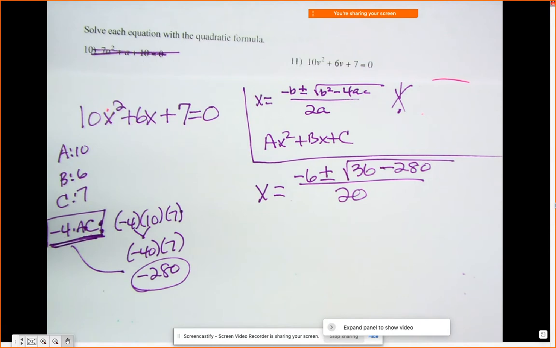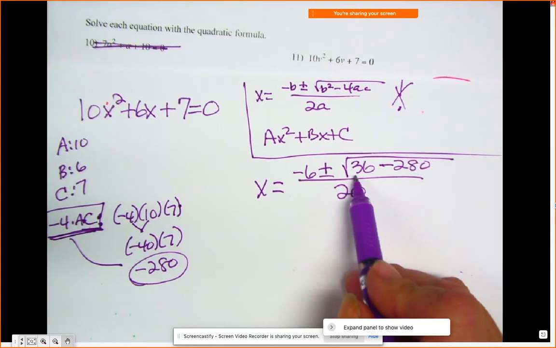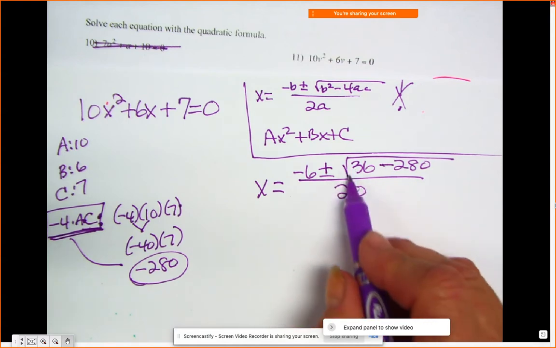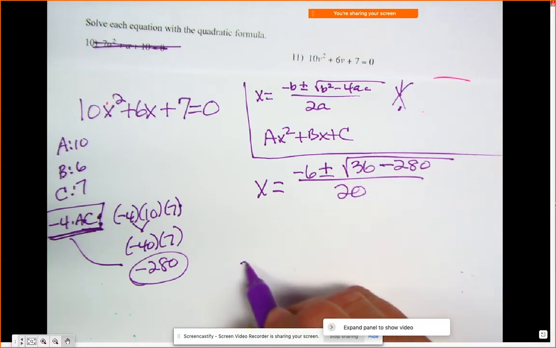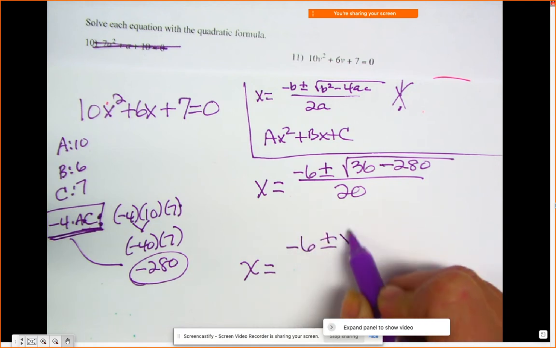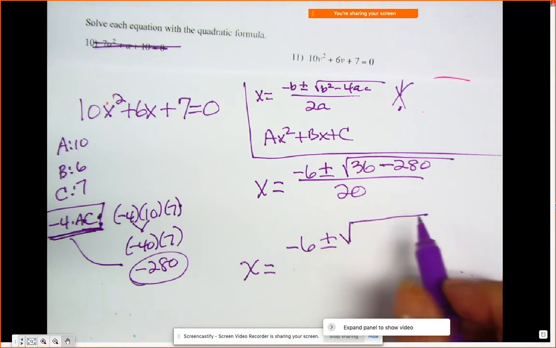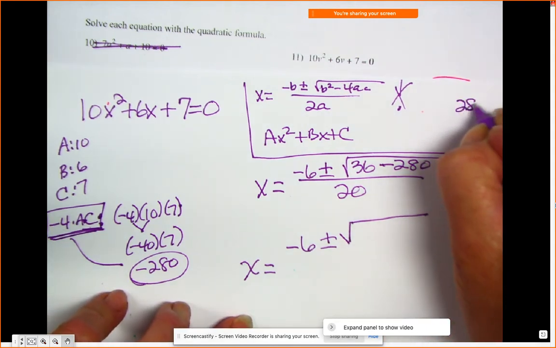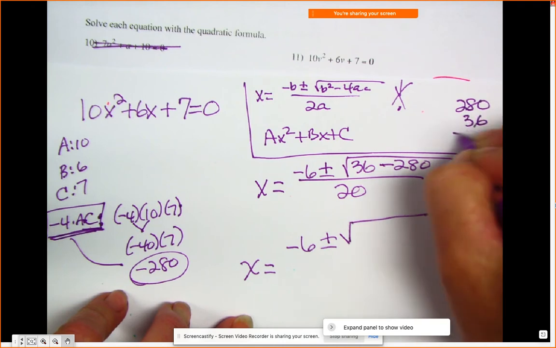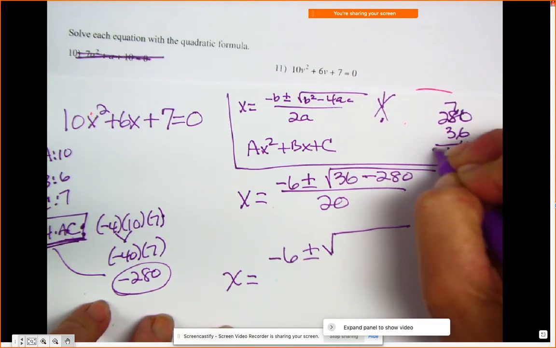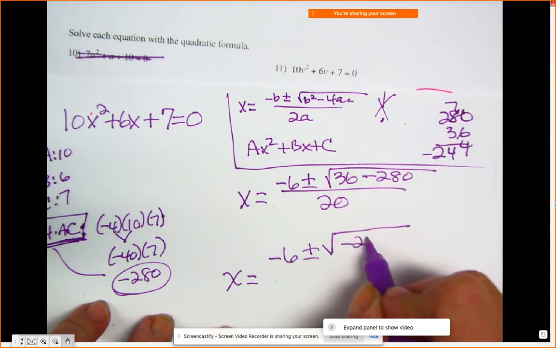Now, you always simplify what's under the radical. Before, if you got a negative under here, I told you you did something wrong because I hadn't assigned negatives. But I have assigned negatives today because we know about the imaginary number. So I'm going to combine 36 minus 280. If you don't know, different signs, subtract. Keep the sign of the bigger number. It looks like I get negative 244.